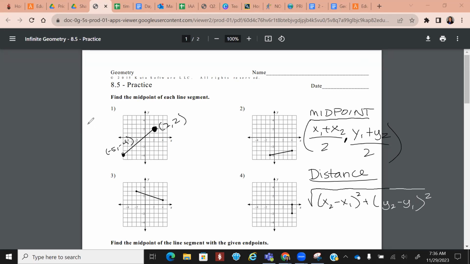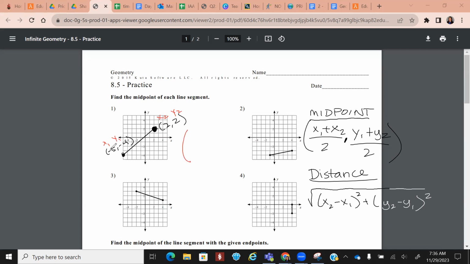Okay, so now what we're going to do is we're going to label them with x1, y1, x2, y2. The farthest one to the left is always going to be your x1, y1. Because you read left to right, that's going to be your first one. So we got x1, y1, and x2, y2. So all we've done so far is we've said, here's our 2 points, we labeled them. Now we're going to plug into that formula for midpoint. So we're going to say x1 plus x2 divided by 2, and y1 plus y2 divided by 2.